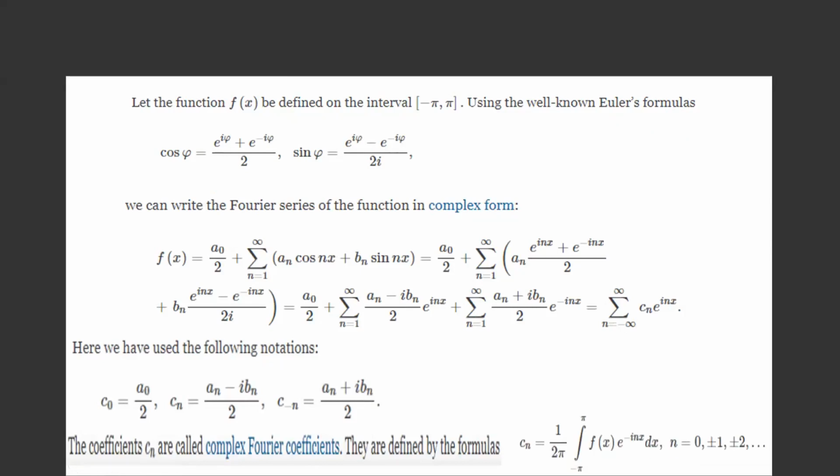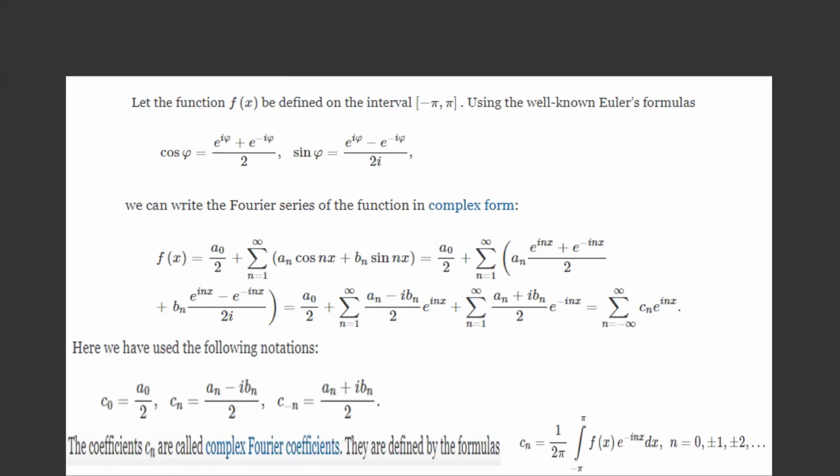So this is the only coefficient in the complex Fourier series, which is Cn equal to 1 over 2 pi, integrating from minus pi to pi for your function. Instead of multiplying by cosine and sine, depending on whether you are looking for An or Bn, you have only one term here that you multiply by. It is e to the minus i n x.